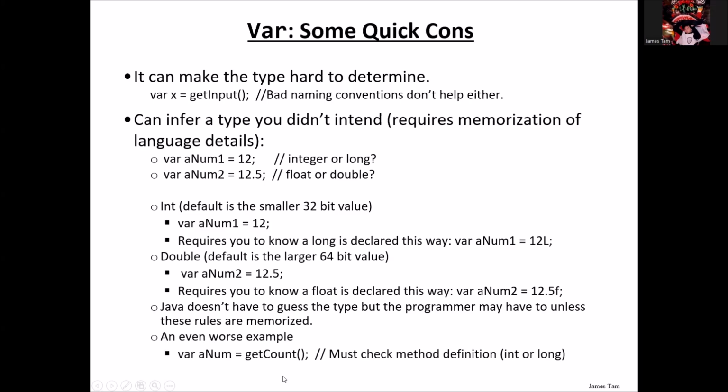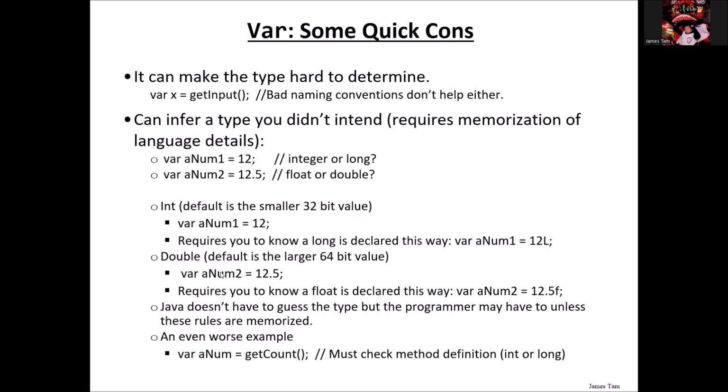And there are even worse examples, this one. So I have a different get count. Count is a counting number, so it's going to be a positive whole number of some sort. But then to determine the type, is it up to 64 bits or is it only 32 bits? And we have to determine that sometimes in our code. Then we have to look at the definition for get count and check to see if it's int or long. So this is not at all self-documenting.